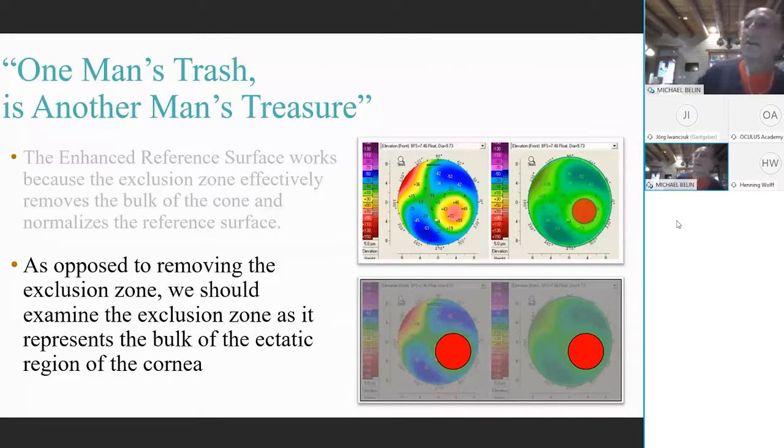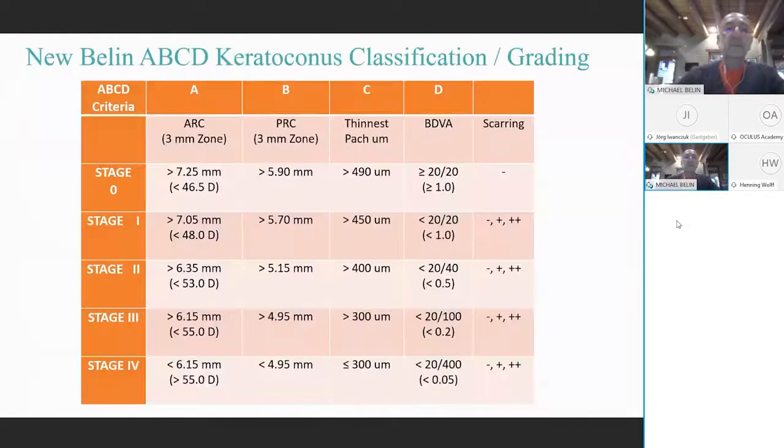Well, instead of removing it, we said it works because it represents the bulk of the ectatic region. We should look at that zone because that zone is a good descriptor of the ectatic region. So we look at a 3 millimeter zone centered on the thinnest point. And we came up with a new classification or grading system.